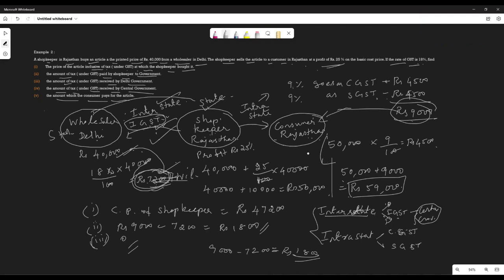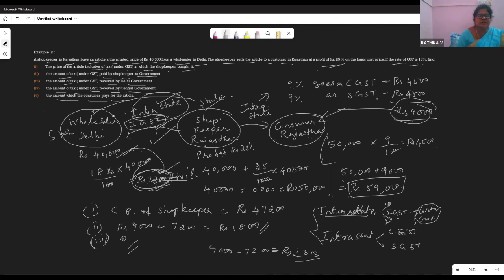Madam, can you repeat the fourth one? Sorry, I did not understand. The amount of tax under GST received by the central government, sir. This is rupees 7,200, which we paid initially. This amount is already sent to the central government. We call it IGST. I think I have to phrase the question a little differently. It should say IGST, sir. Under IGST, then only the answer will come as 7,200.